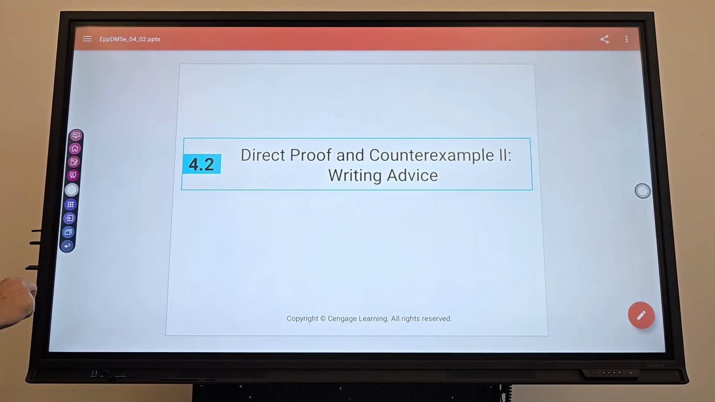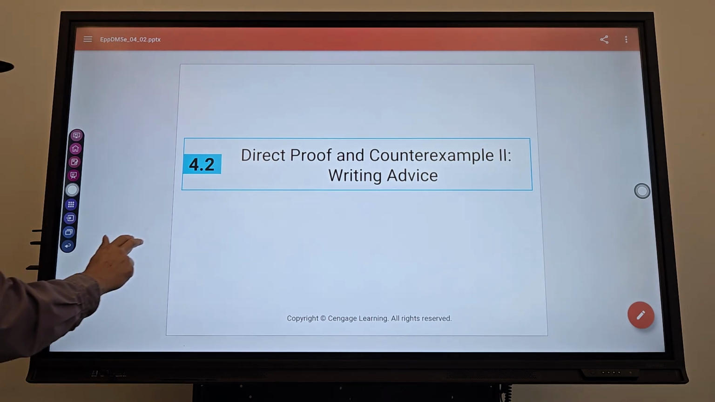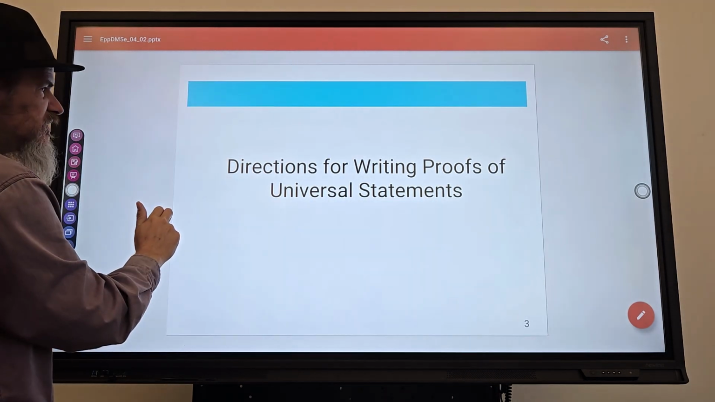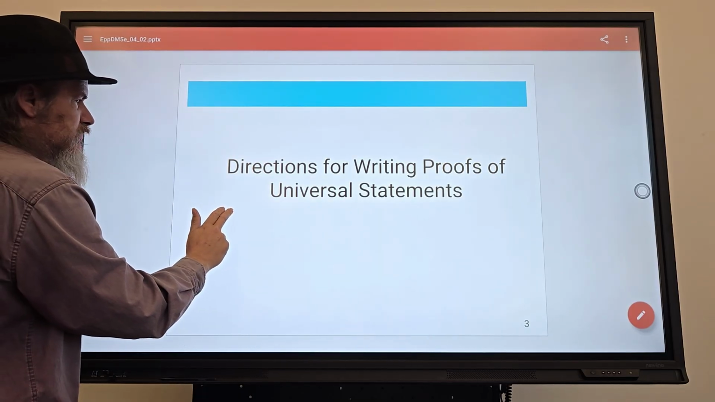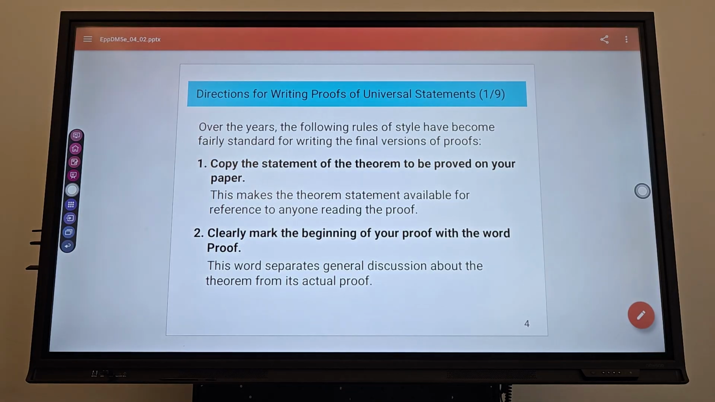Direct proof and counterexample 2. Some writing advice. Directions for writing proofs of universal statements. Over the years, the following rules of style have become fairly standard for writing final versions of proofs. Copy the statement of the theorem to be proved on your paper. Makes it available for reference to anyone reading the proof. Clearly mark the beginning of your proof with the word proof.